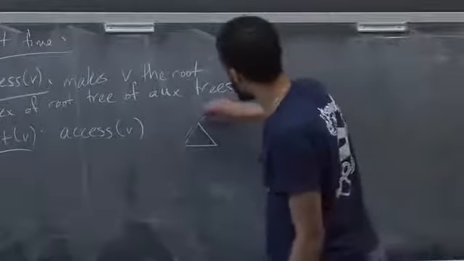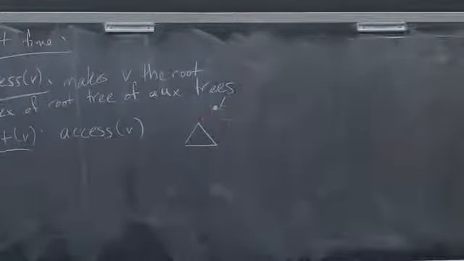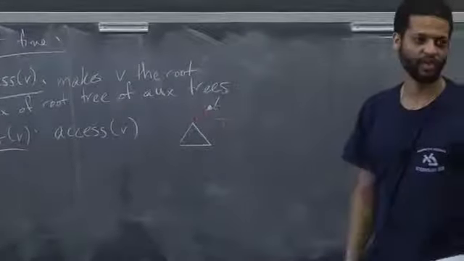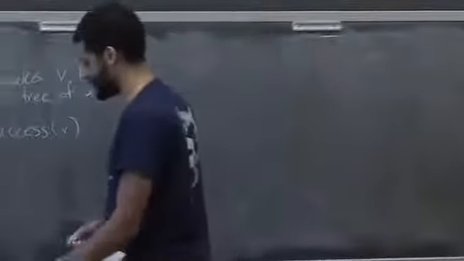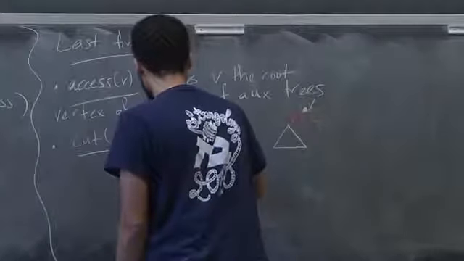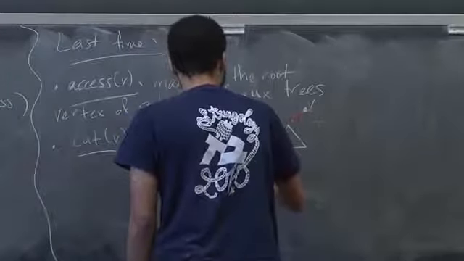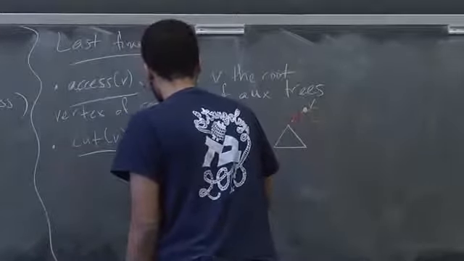At the end of a cut operation, V is in its own aux tree, a singleton aux tree. So v.left.parent is none, and then v.left is none.